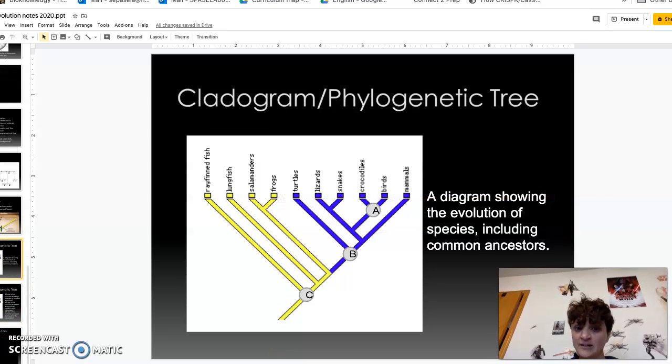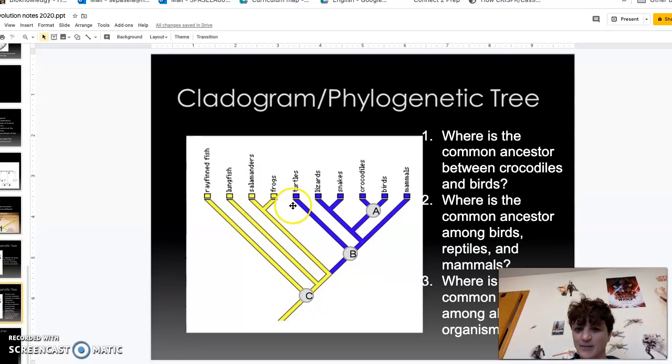So being able to read a cladogram, a phylogenetic tree, we're going to practice this, but being able to read this, like there's a diagram showing species with common ancestors. If I asked you a question on a test, I might say, like, where's the common ancestor between crocodiles and birds? And I'd want you to be able to see, oh yeah, it's letter A right here. Crocodiles, birds, letter A. Where's a common ancestor between birds, reptiles, mammals? Boom. B. Where's the common ancestor among all the organisms? That would be back at C, right?